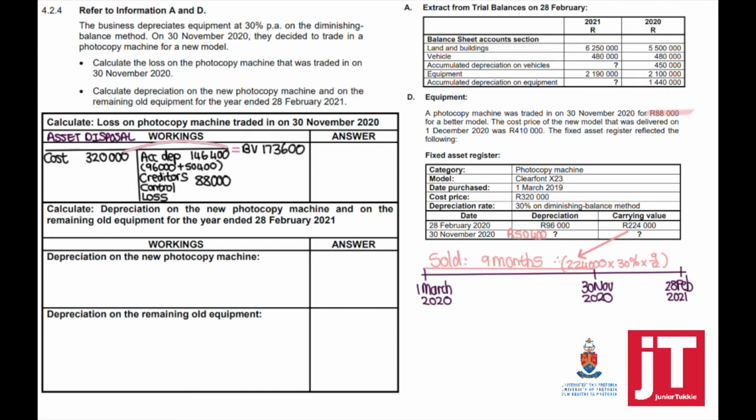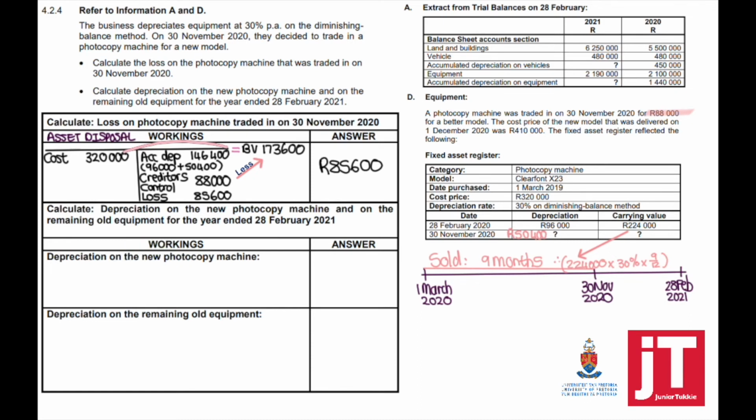88,000. Now we can calculate our book value. Cost minus accumulated depreciation equals the book value. This is the amount which will appear in your tangible asset note, not required in this question. If we sold it for less than the book value, it means that we've made a loss. So the difference, or you can take the debit side minus the credit side, will give you exactly the same answer, 85,600.